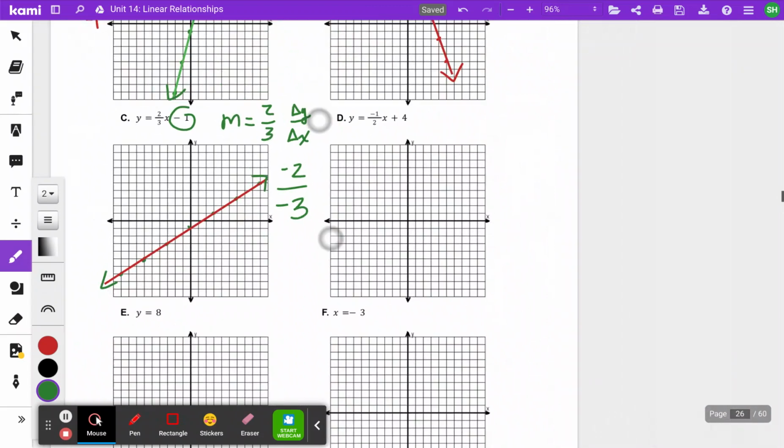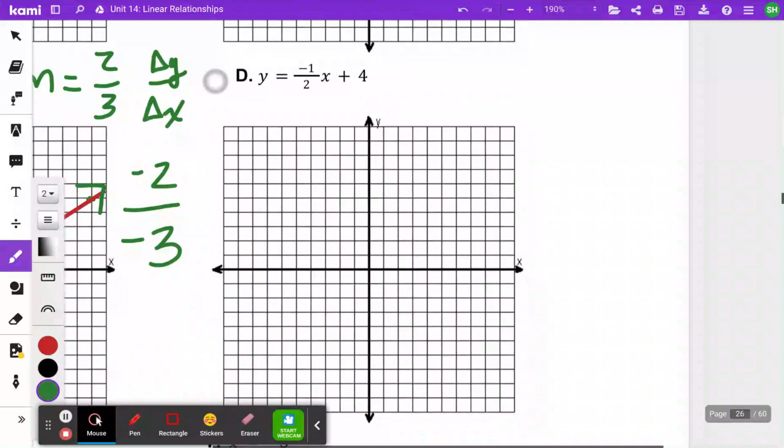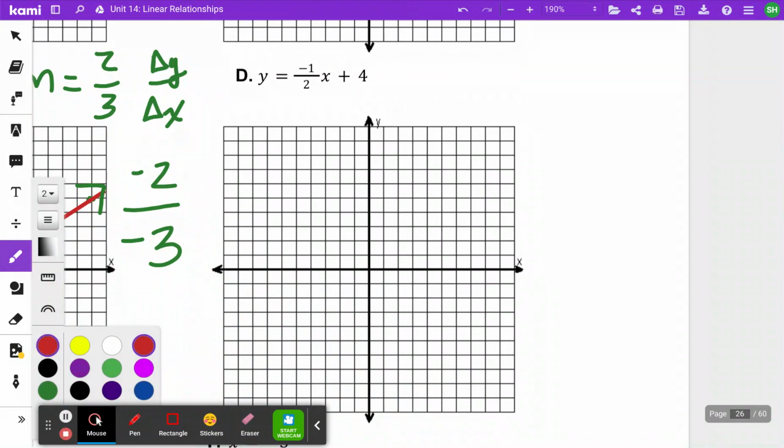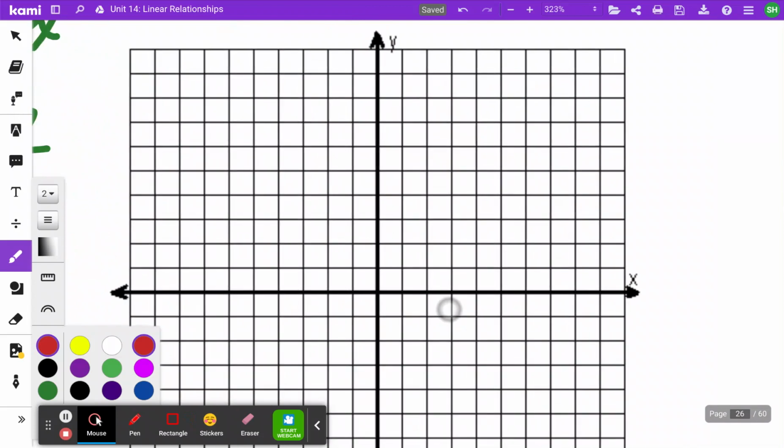We'll do one more of these, and then we'll do 2 more of the special cases, and then you should be good to either rewatch the video if you need some extra help understanding what the slope is doing here, the m value, or you can move on to the homework. So we have a starting value, a b of 4. So I'm going to go to 4 on the y-axis and put a dot there.